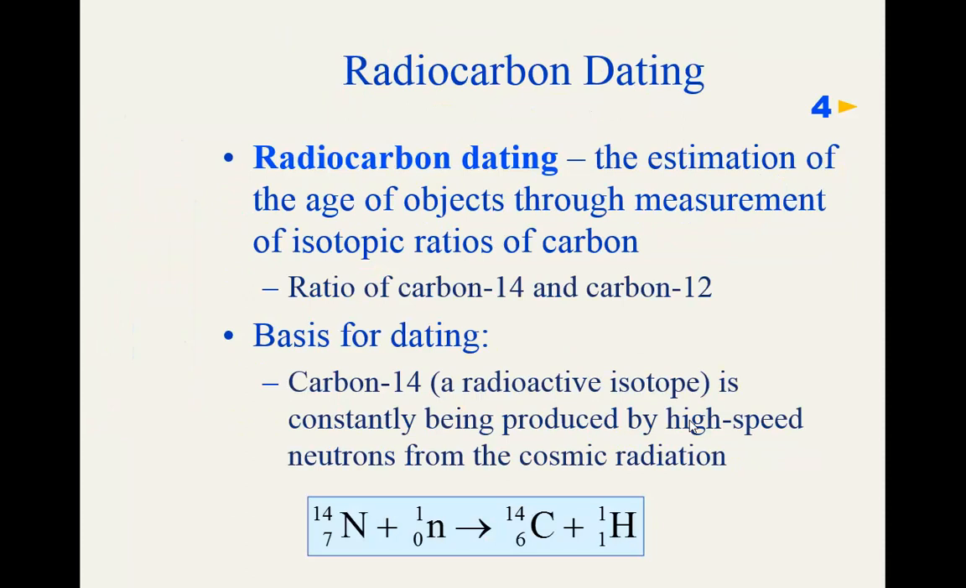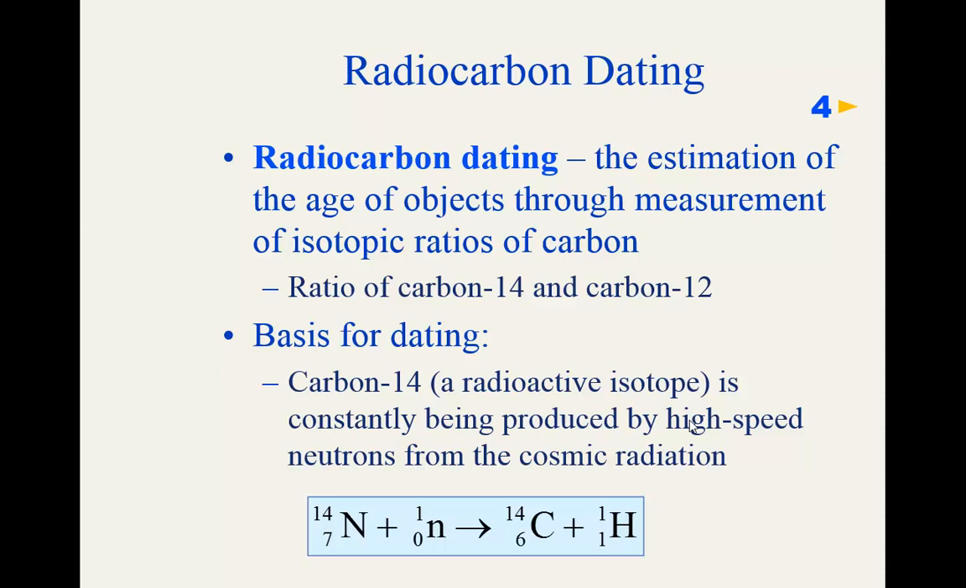In radiocarbon dating, there's a certain amount of carbon-14, which is a radioactive carbon, in the atmosphere. We have carbon-12 mostly in our bodies, with a little bit of carbon-14 that we get from the atmosphere. And the ratio of carbon-14 to carbon-12 is stable for living, breathing plants and animals.